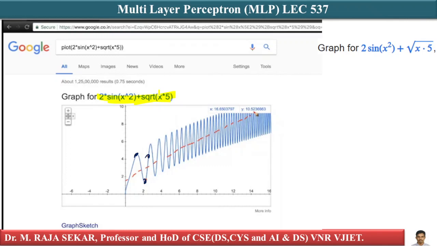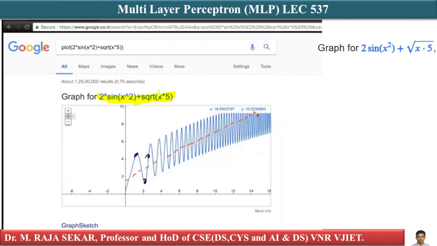So there is a trigonometric function, sin x square, and a square root function, because of the square root of 5x. There is a square function, because sin x square means x square. There is a multiplication function, because in 2 sin x square, 2 is multiplied with sin x square. There is an add function, because you are adding 2 sin x square with the square root of 5x. There are lots of functions here.